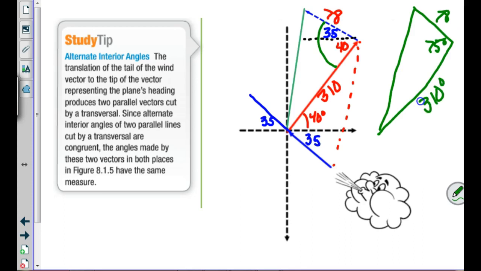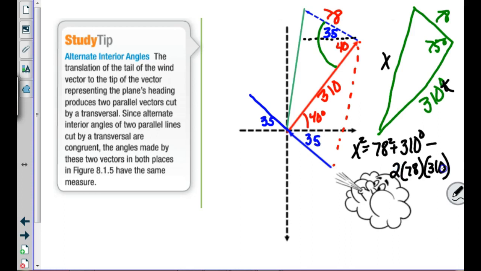Does anybody remember how law of cosines works to find this? X squared equals, anybody? Law of cosines? A squared plus, that's not degrees, this was knots, by the way, I wrote that wrong. 310 squared minus 2 times 78 times 310 times the cosine of 75 degrees. Could I not make that fit any better than that? Really, Rhonda? Yep, now I've messed it up even worse.